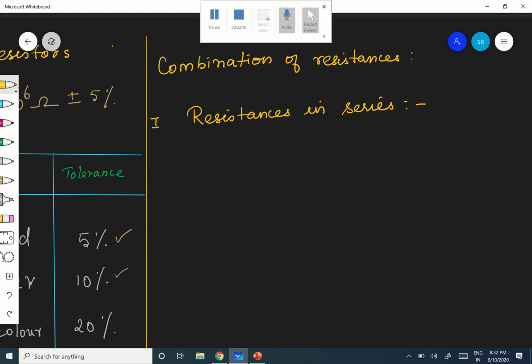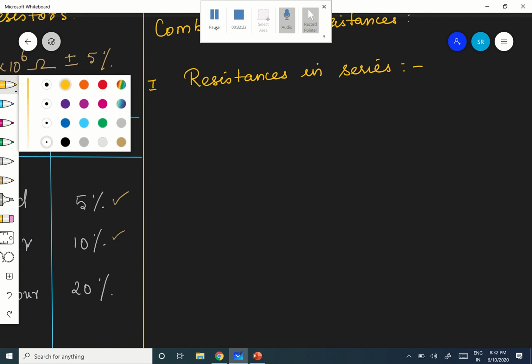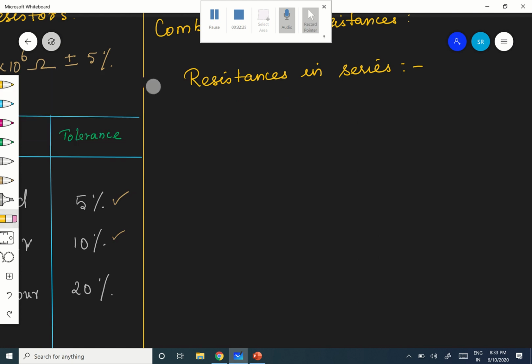So what is that? See, I have 3 resistors to start with. R1, R2 and R3. Now I am going to connect them in series. Series and parallel connections are very common. Already you people have done in 10th standard, even capacitors in series, parallel, everything we have seen. Let me directly go to the topic.